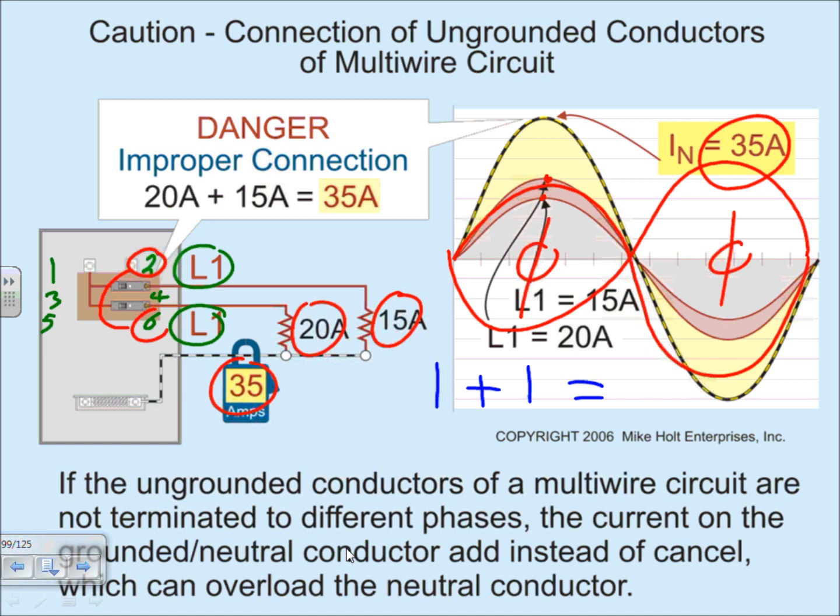Chad, that's a hard one, right? 1 plus 1 is 2, right? No, not always. Take this. What's 1 vector plus 1 vector with 90 degrees? We have two vectors, and they are at 90 degrees.